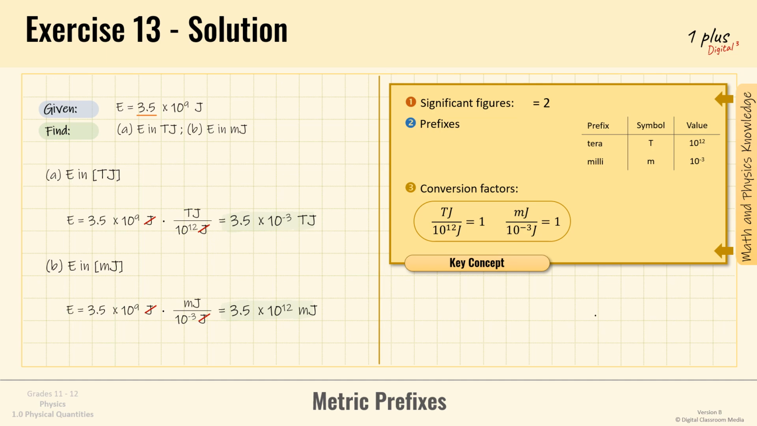For problems like this, always make sure that you express each prefix as the correct power of 10. Then, even very large or very small physical quantities can be converted easily. Not too difficult, was it?